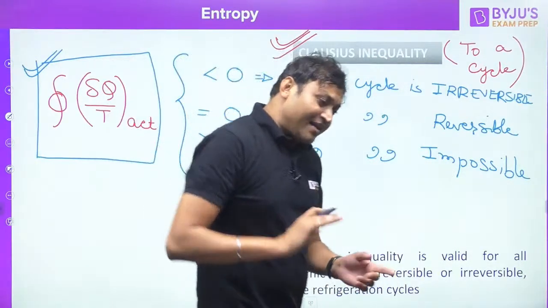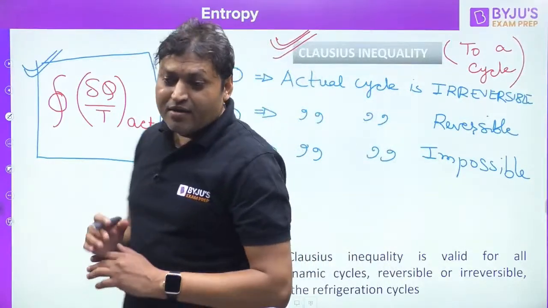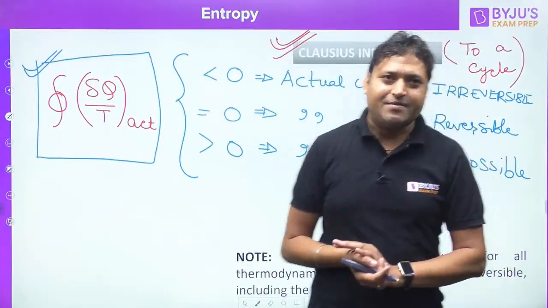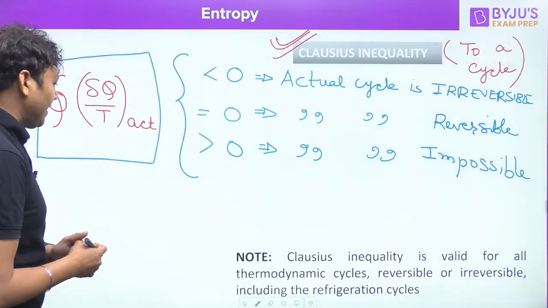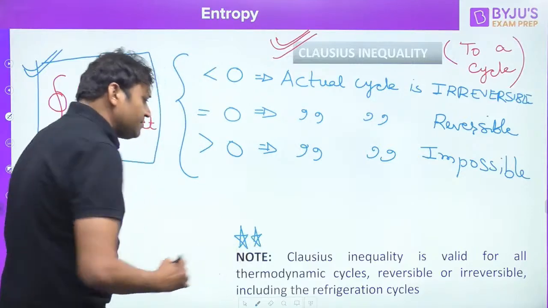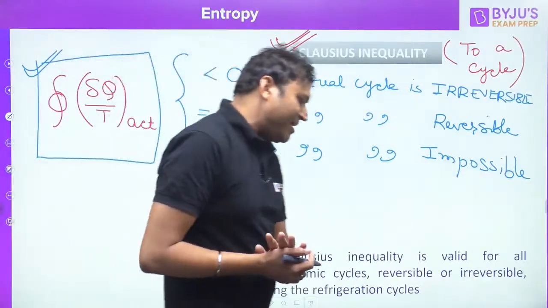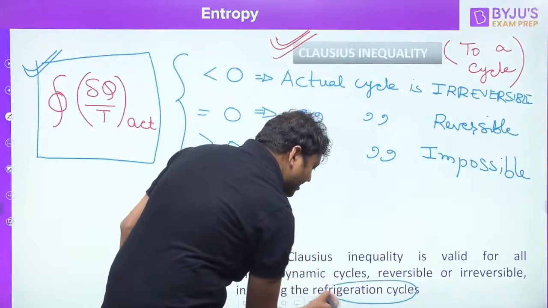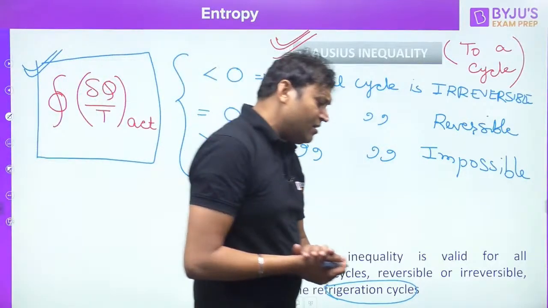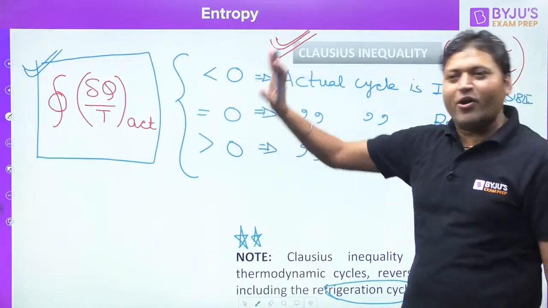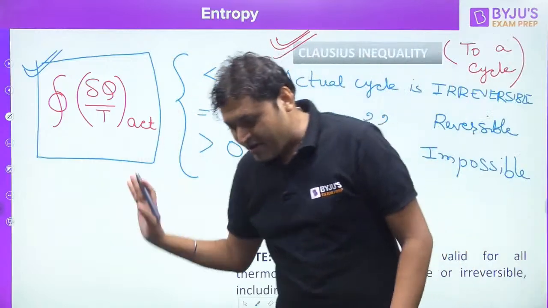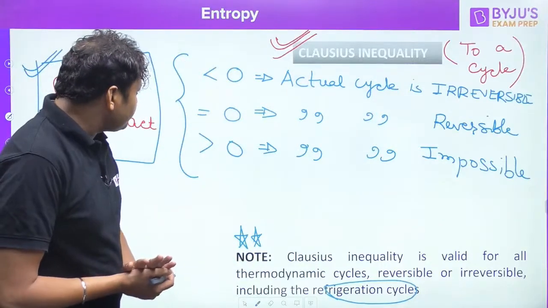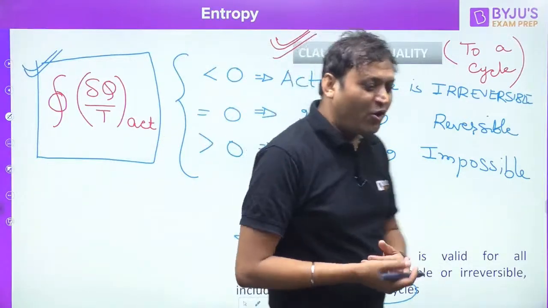So it means either the system is not undergoing the cycle, or the value of del Q by T for the cycle is calculated incorrectly. So this is called Clausius inequality, and it is valid for all types of thermodynamic cycles, whether reversible or irreversible, as well as for the refrigeration or heat pump cycle. So this expression is valid for heat engine. This expression will be true for heat pump as well as for the refrigerator. Clear?